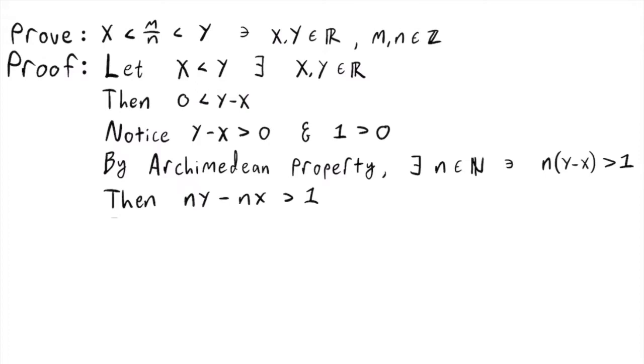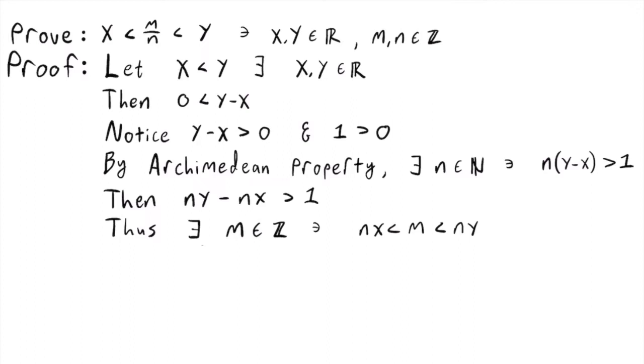Now, we know that the integers are spaced 1 apart. Thus, if the difference between these two real numbers is greater than 1, then there exists some integer between these real numbers, which is what we have here. So thus, there exists an m in the integers such that nx, some real number, is less than m, our integer, which is less than ny, another real number.